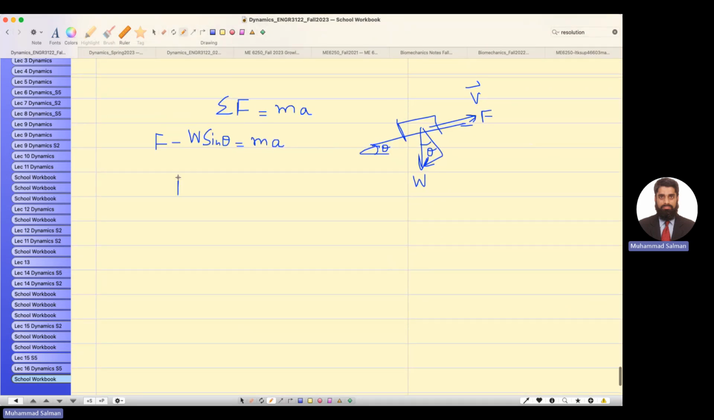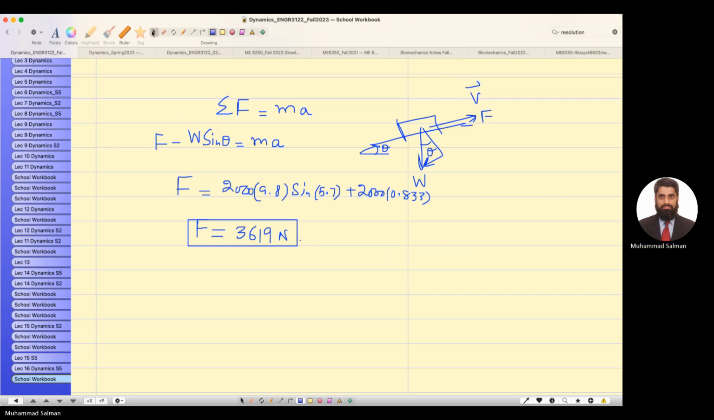Can you find out the driving force? W is 2000 times 9.8, times sine 5.7 degrees, plus 2000 times 0.833. Can you do the math? The force comes in my notes. The force is 3,619 newtons required to drive the car uphill. This much force. Do you agree with your professor?